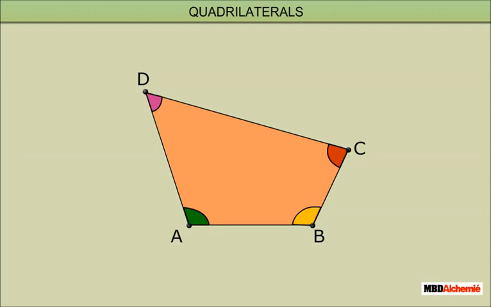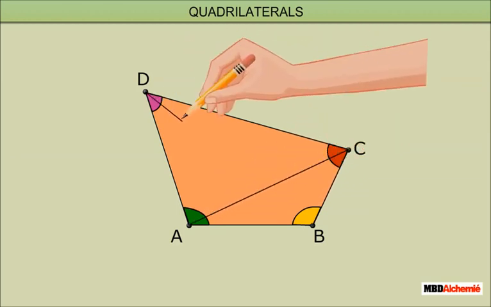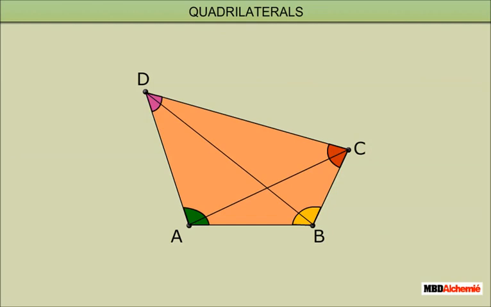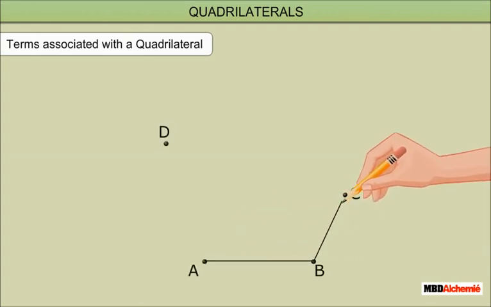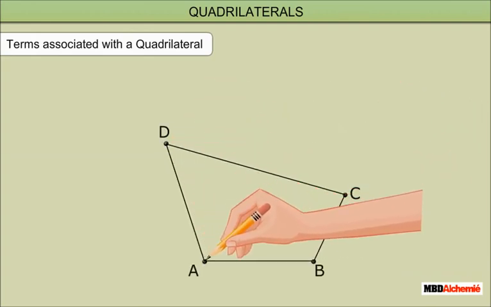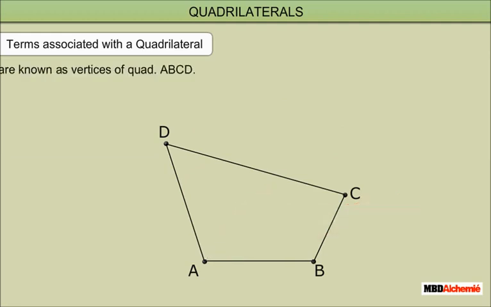A line segment drawn from one vertex of a quadrilateral to the opposite vertex is called a diagonal of the quadrilateral. A quadrilateral has two diagonals. Terms associated with a quadrilateral. This is quadrilateral ABCD. Let's identify its parts.